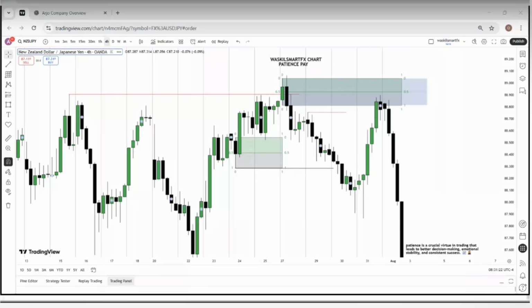Stop hunt is a concept being added to the concept of order block. Change of character is a concept being added to the concept of order block. There are certain newbies that just know how to spot order block. They don't even know the concept of market structure, all of that, and they think order block is the holy grail.